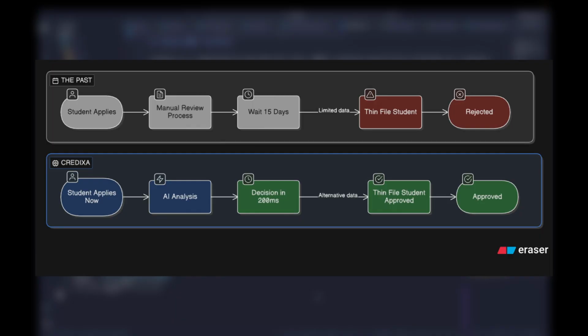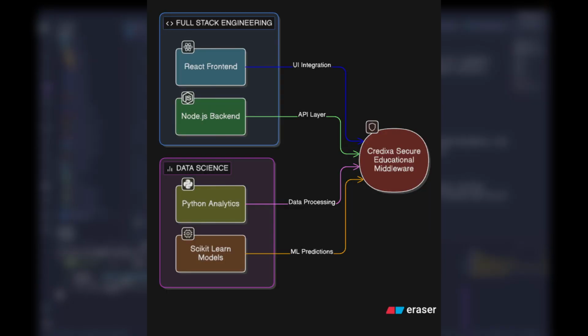By replacing a 15-day manual underwriting process with a sub-200 millisecond algorithmic decision engine, we have successfully proven that financial utility can be securely provided to thin file students. We have bridged full-stack engineering with data science to deliver a highly feasible architecture, backed by verifiable test cases and a robust programmatic system mitigation strategy.